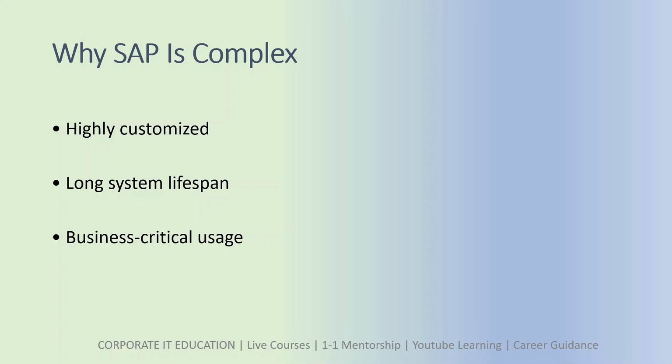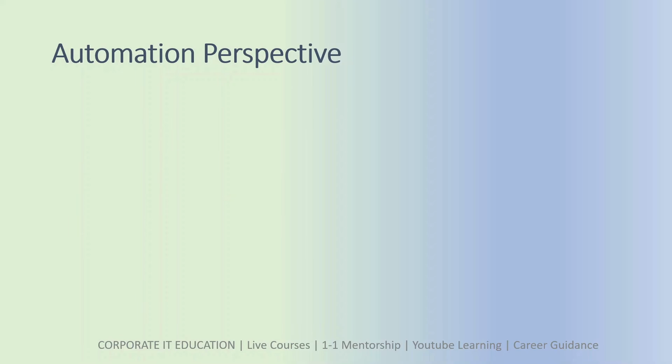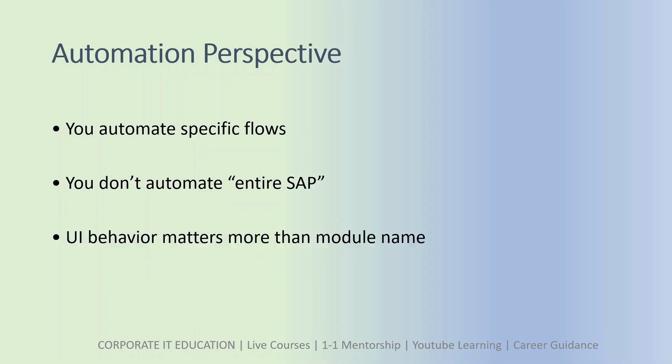Now let's try to understand better from an automation perspective. What do we need to understand from a test automation perspective? We do not automate the entire SAP. We automate specific flows. So there are higher chances that if I'm assigned to a project, I would be part of the sales team or the materials management team, and I would be automating specific flows in that. Then the UI behavior matters more than the module name.